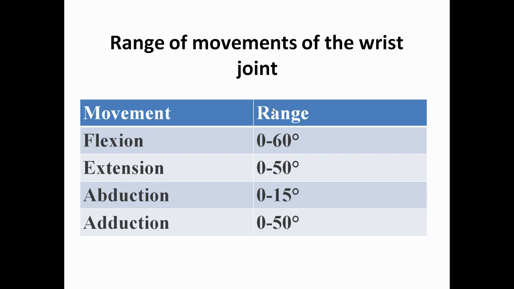What are the ranges of movement of the wrist joint? Flexion will be 0 to 60 degrees. Extension will have a range of movement of 0 to 50 degrees. Abduction will take the range of movement 0 to 50 degrees. Adduction will take the range of 0 to 50 degrees.